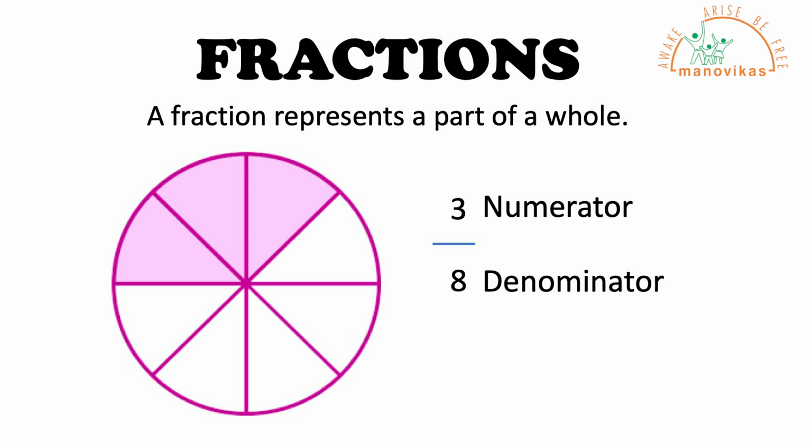The digit 3 is called the numerator of the fraction and the digit 8 is called the denominator of the fraction. Very important that whenever you want to express anything as a fraction, the object has to be divided into equal parts. As you can see in this figure also, the circle is divided into 8 equal parts.